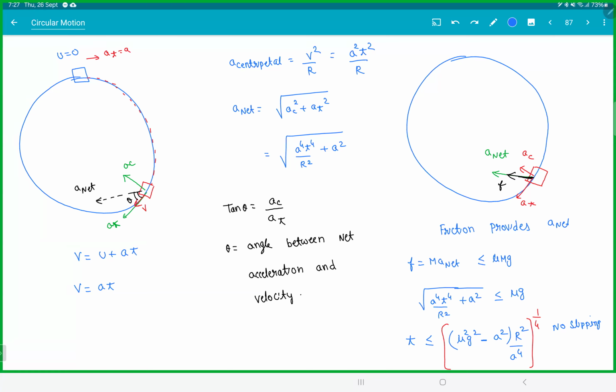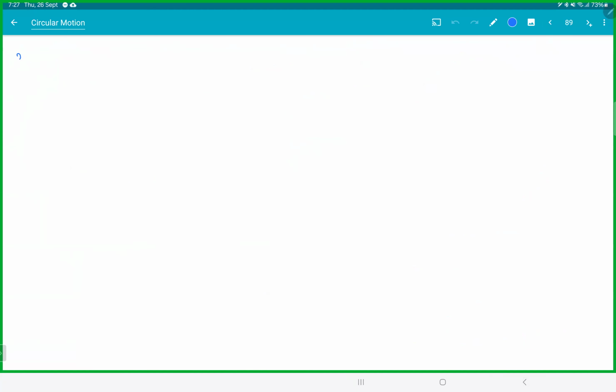Next one. Don't worry about the notes, you'll get the PDF. So let's focus on problem solving. Anything you didn't get, not clear, please ask. Similar question.